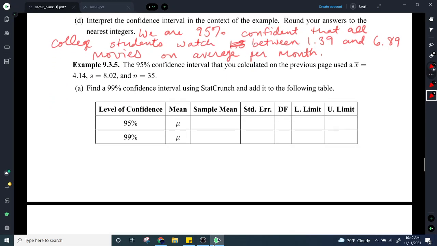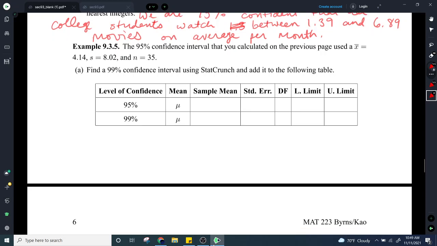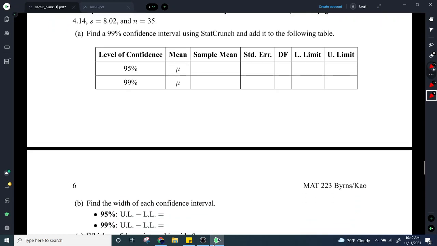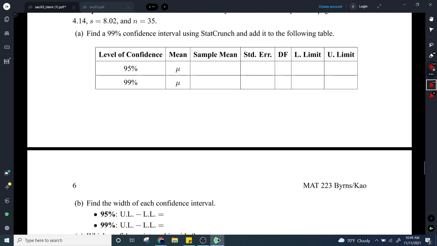All right, let's look at the next example here. It says the 95% confidence interval that you calculated in the previous page. So they're just talking about the example we just did. Find a 99% confidence interval using StatCrunch and add it to the following table. So 95% is using the same data we just did.